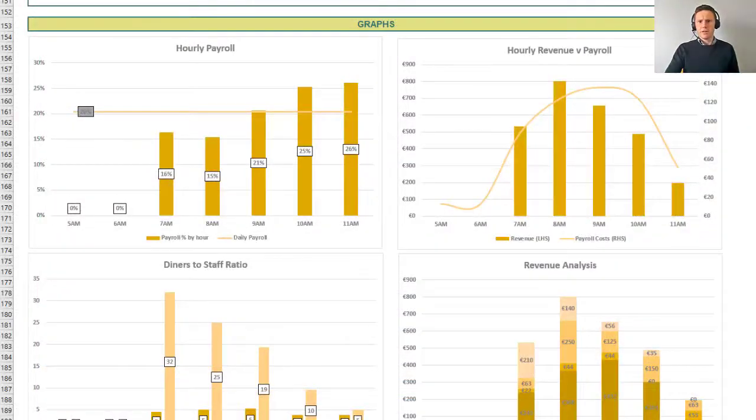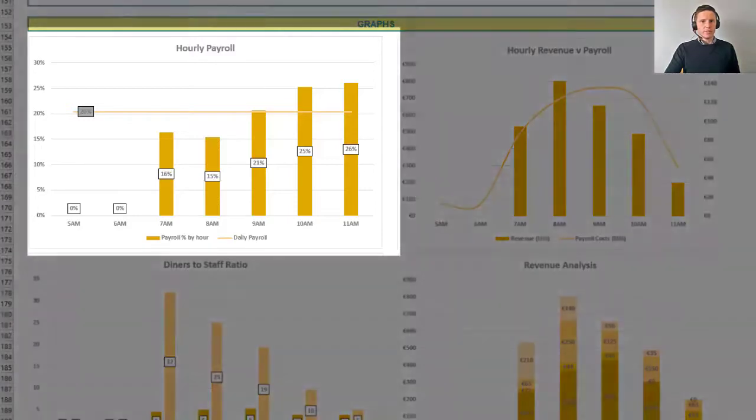We provide the key information in visual form also. Hourly payroll percentage is shown here. The brown vertical bars illustrate the payroll cost per hour as a percentage of revenue. The yellow line represents the payroll percentage across the duration of the breakfast service. You should aim to keep your hourly payroll percentage closely aligned with the average payroll percentage across the service. Deviations above or below the line will indicate periods where you are over or understaffed.